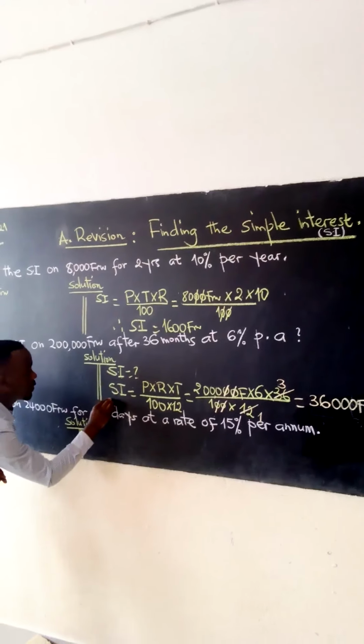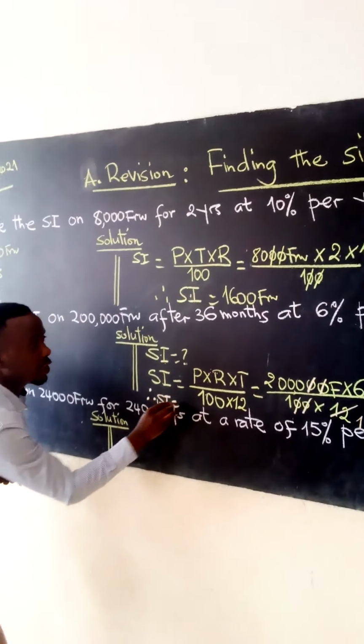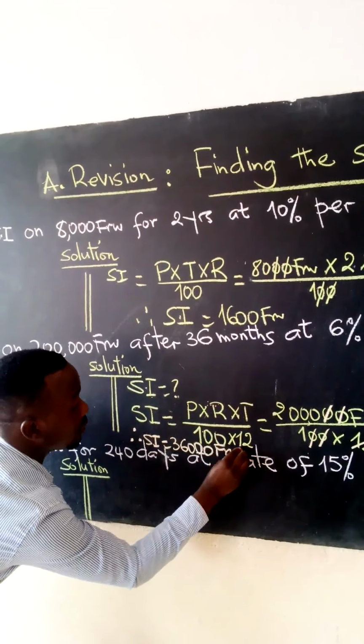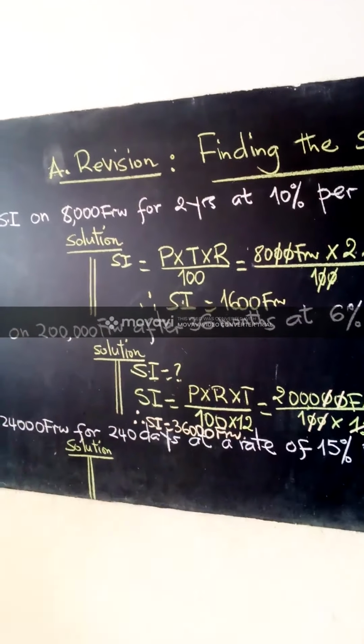Therefore, the simple interest equals 36,000 Rwandan francs. Thank you. Let's go for the last.